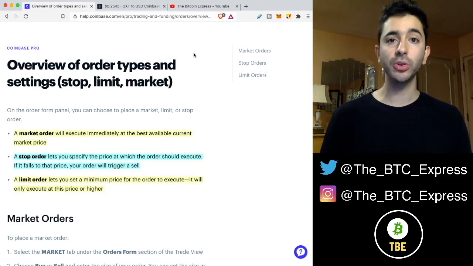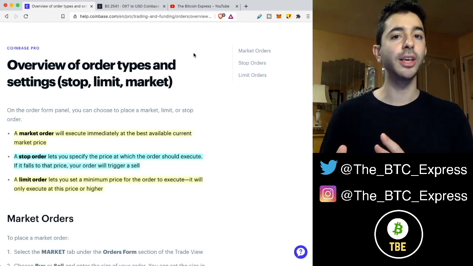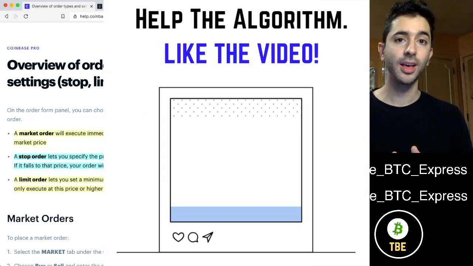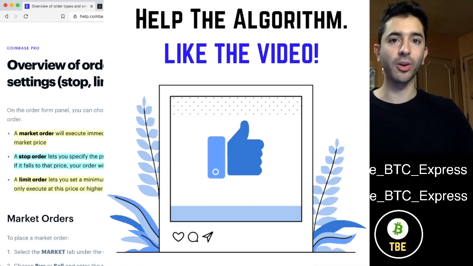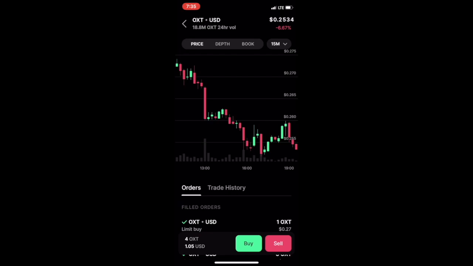So I'm going to show you why people that go onto something like Coinbase Pro have an issue, because they might not know about these types of orders, and then they're just sitting there and their order is open and it's never getting filled. I'm inside the Coinbase Pro application and I want to buy some OXT, some Orchid.